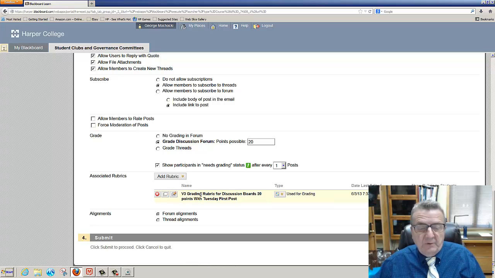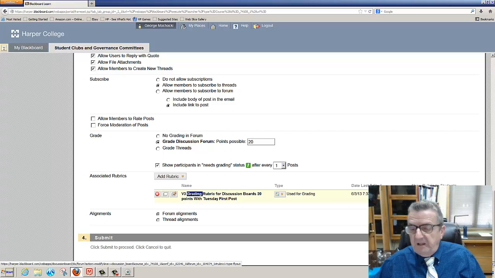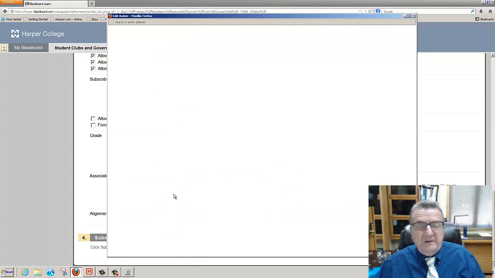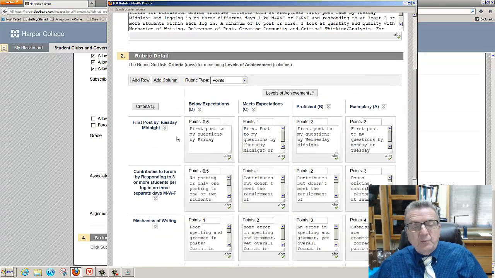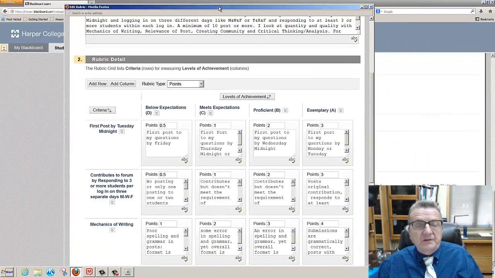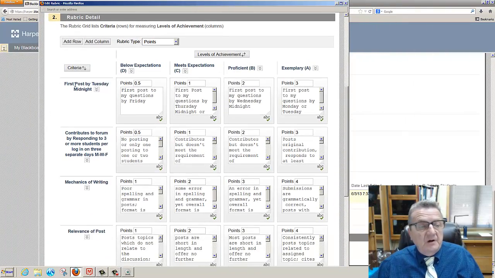So when I click on the rubrics, let's see, select the rubrics, grading. Okay, I'm going to edit the rubric. The rubric is opening up here. I'll just move this over here. It tells you everything that you need. It tells you first post by Tuesday. If you do your first post by Tuesday, you get 3 points. If your first post is by Wednesday, it's only 2 points.